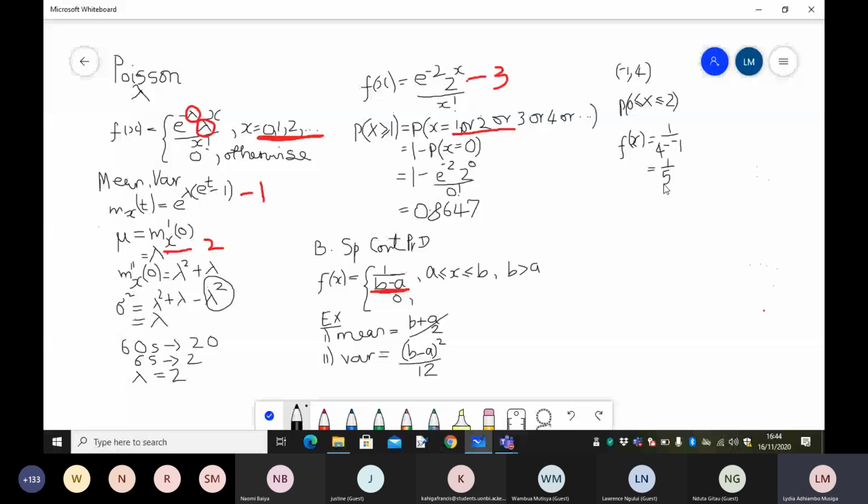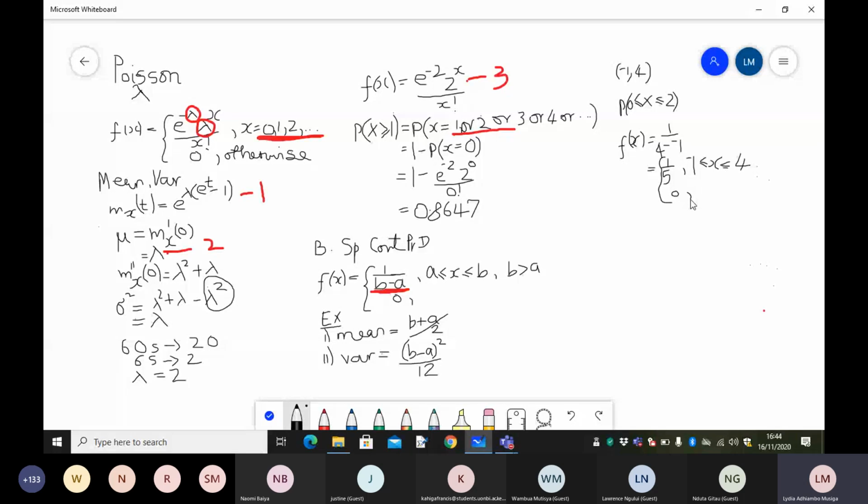For what values of x, we must define the range of values. X will lie between minus 1 and 4. So that is the PDF, and it will be 0 elsewhere.